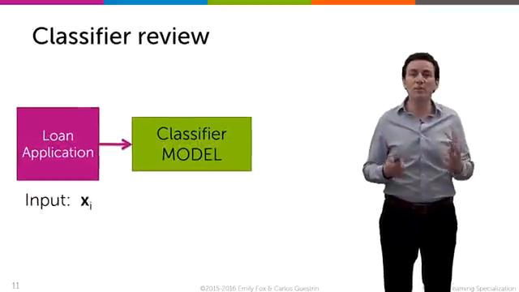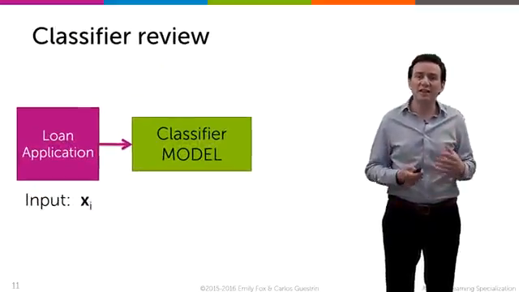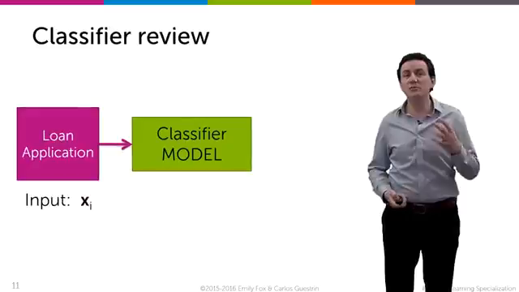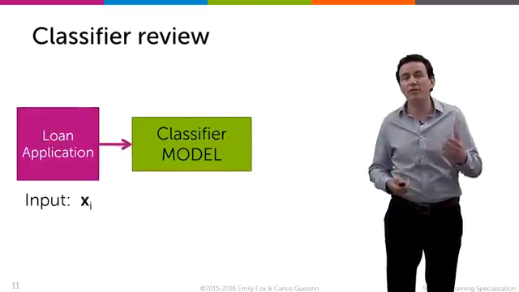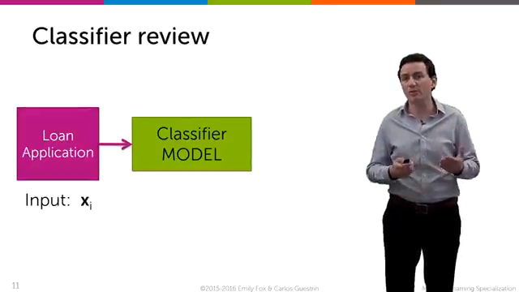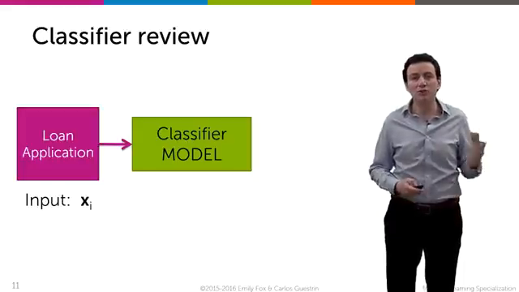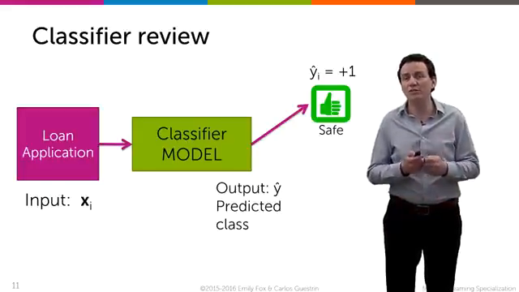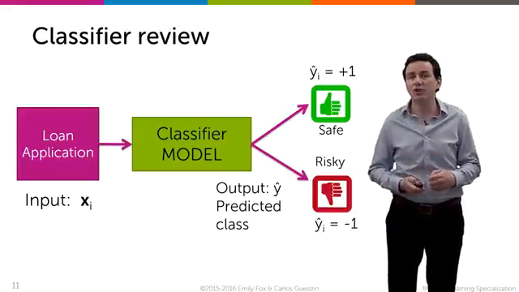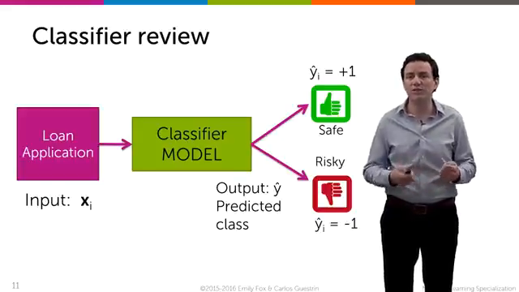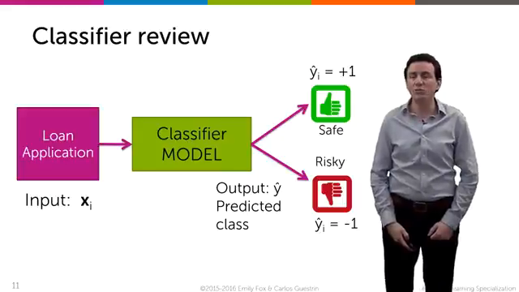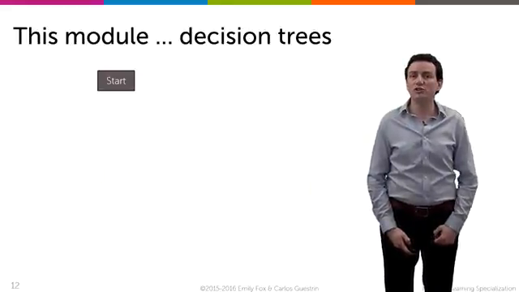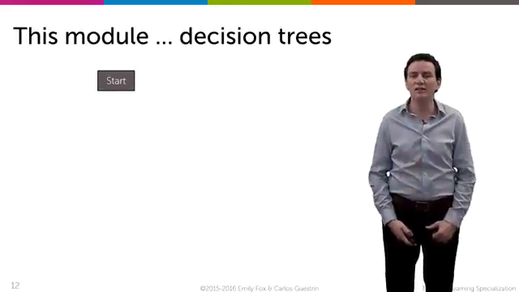We can view this loan application process as a classification problem. I'm given as input the information from my form, and let's call that X, all the information about me and my loan. I push it through the classifier model, which is going to make a decision, say Y hat equals plus 1 if it's a safe loan, and Y hat equals minus 1 if it's a risky loan. In this module, we're going to use what's called a decision tree classifier. It might look a little bit like this.